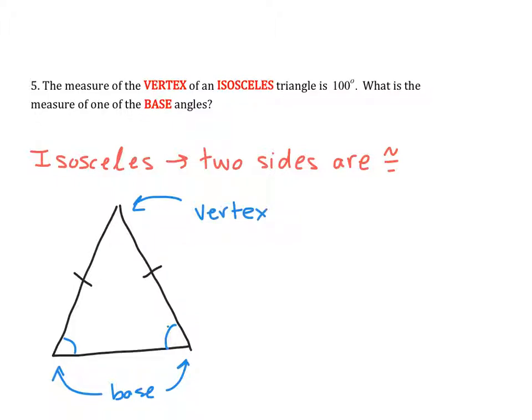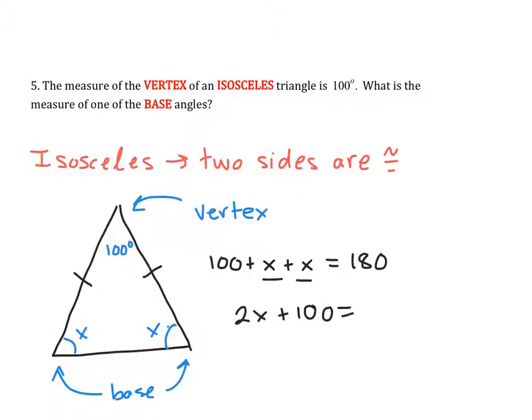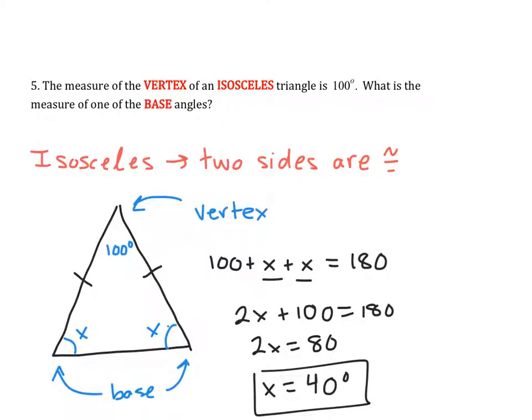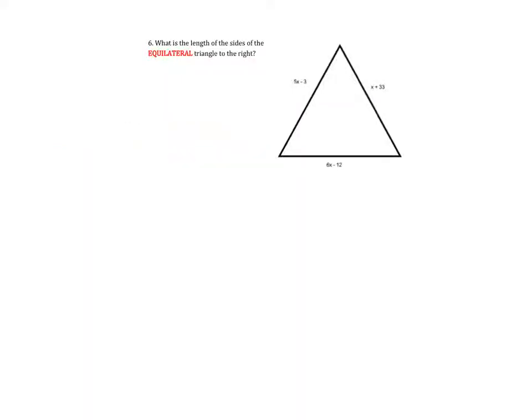So it says if the measure of the vertex is 100 degrees, what is one of the base angles? Well, since they're congruent, we can call them both x. So we're essentially just solving for x. So we can set up our equation using the triangle sum theorem. They should all add up to 180. 2x plus 100 equals 180. 2x equals 80, so x must be 40. So 40 degrees is our answer because that is one of the base angles.